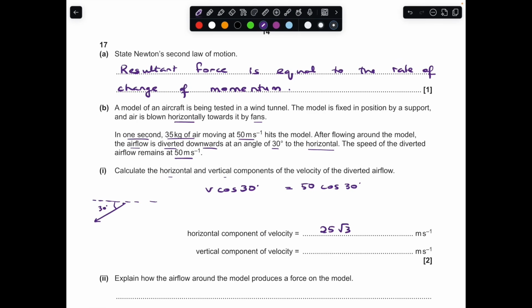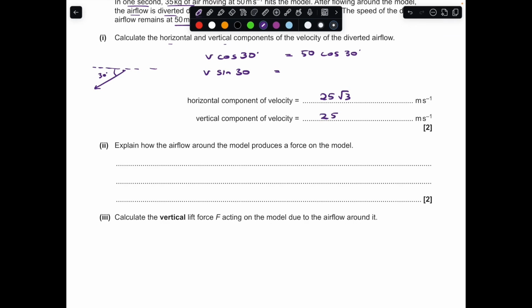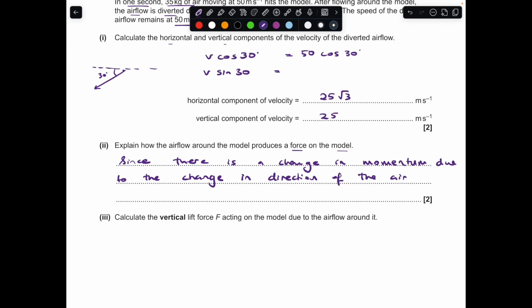And for the vertical component, it will be v sine 30, which will simply be equal to 50 times a half, or 25 meters per second. So for part II, we have to explain how the airflow around the model produces a force on the model. Since we know that there is a change in momentum due to the change in the direction of the airflow, the force on the air will be equal to the force on the aircraft. Due to the force exerted on the air, there would be a force exerted on the model.